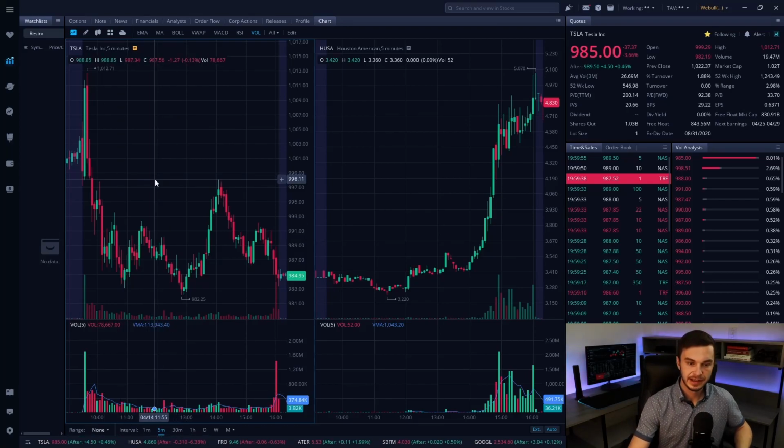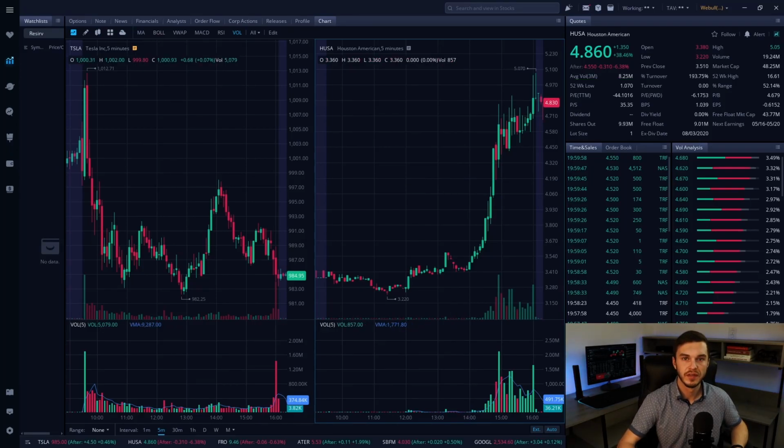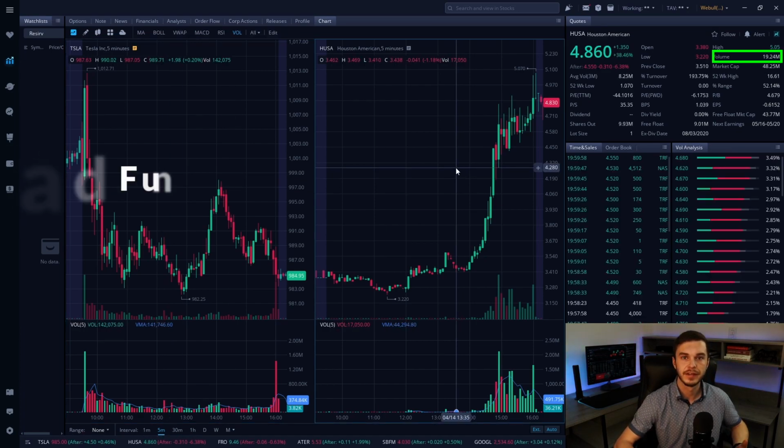So let's just take Tesla, for example, with an average daily volume of 27 million and compare that with Houston American with an average daily volume of 8 million. If Houston American were to receive the same amount of volume as Tesla, which in this case they both received just over 19 million, Houston would have experienced what is known as a fundamental catalyst. So unusually high volume is going to be a leading indicator to let you know of a potential fundamental catalyst, and the price action is going to let you know whether it's good or bad.